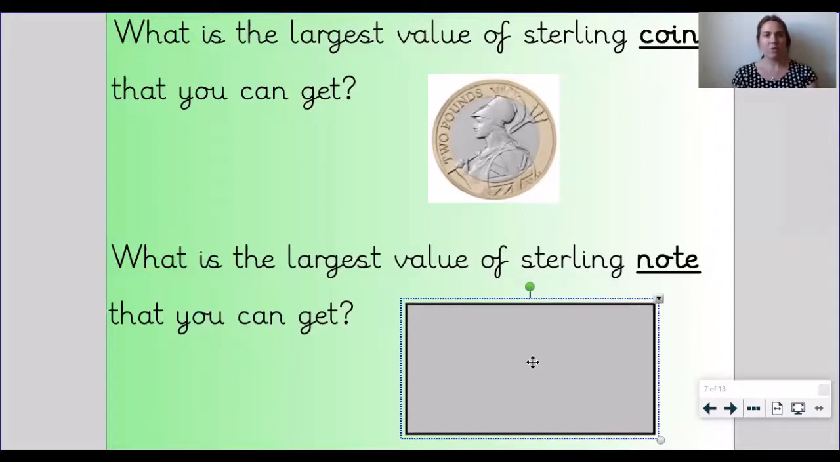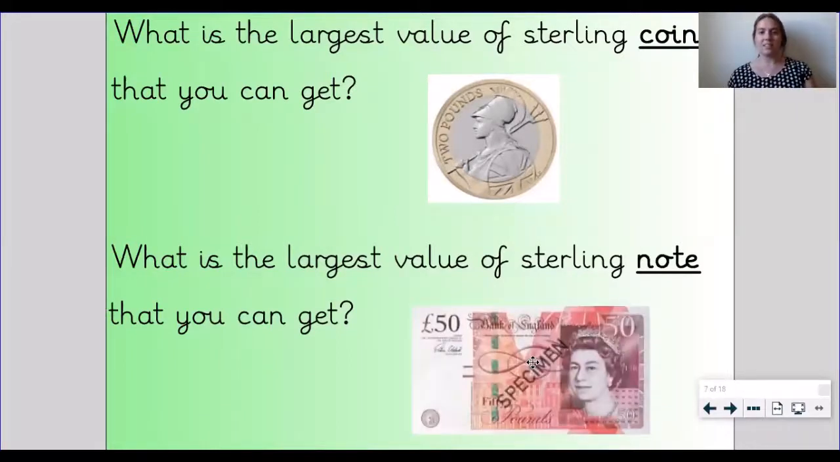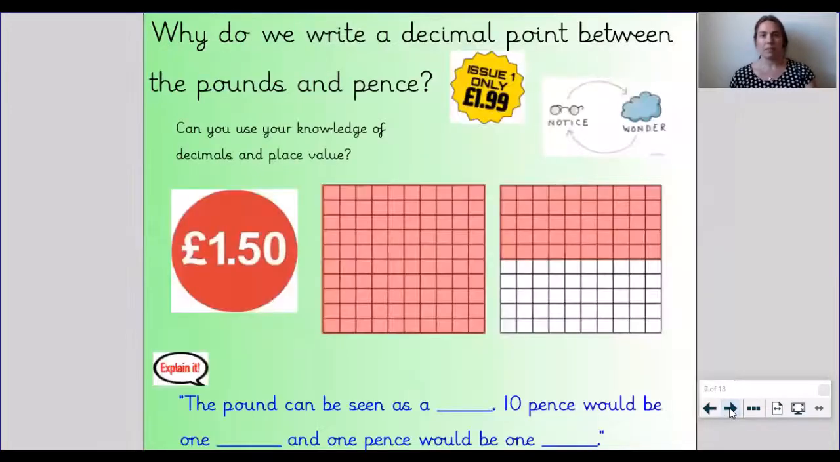All right, so then what is the largest value of note that you can get? Think back to that first slide. What's the biggest note that you can get in the UK? Well done, so it's a £50 note. So again, if you want more than £50, you need more than one note, or more than one note and coin. Brilliant.